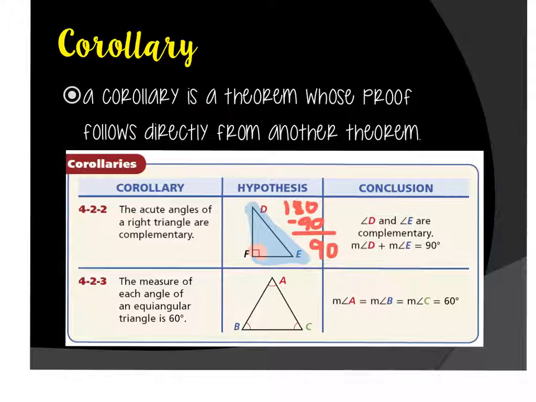And then the second one says the measure of each angle of an equiangular triangle is 60 degrees. So again, what do we know about all three angles in a triangle? They add up to 180. And if it's equiangular, what's true about all three angles? They're all the same. So if I take 180 and divide it into 3, I get 60, 60, and 60. Okay? So these should be easily understood based on what you already know. So the acute angles of a right triangle are complementary, and the measure of each angle of an equiangular triangle is 60 degrees.